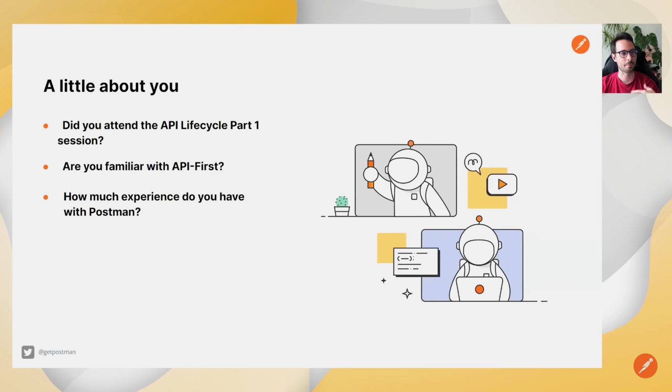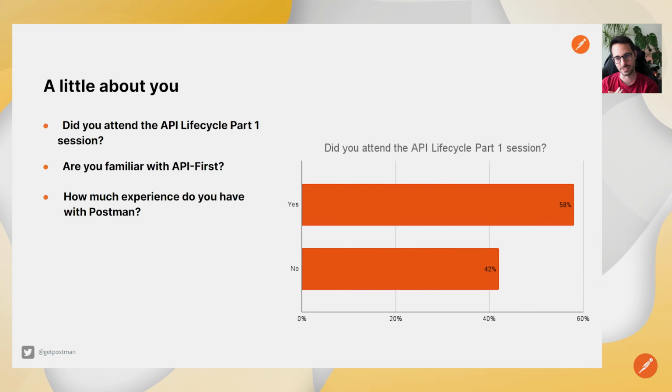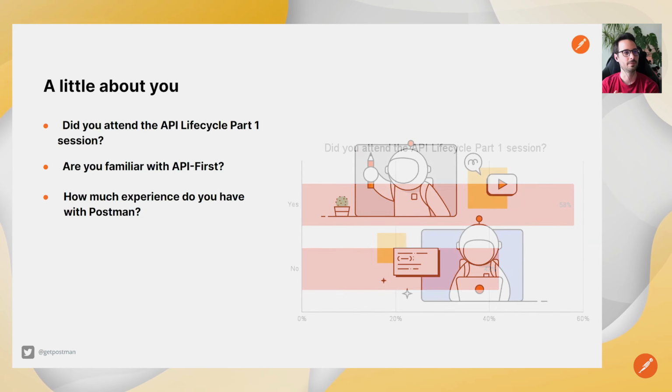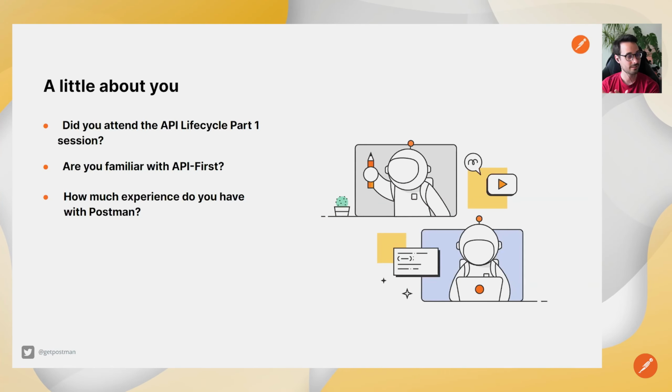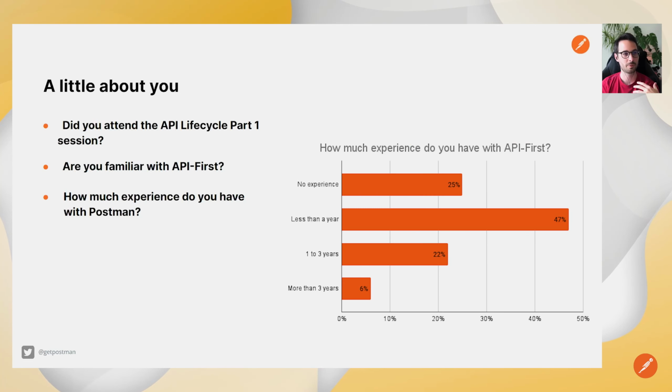So let's look at these results. 58% of you were present at the last sessions. So we'll say it's still a 50-50 split, which is good to know that we have people coming from either the previous sessions or from outside. Surprisingly, and it kind of reflects what we do at Postman, which is talking about API first more and more, we have most people that know about API first and quite a few people that are pretty experienced with it. So you have 7% of you that have more than 3 years of experience with API first. But there's still 25% of you who do not have experience.